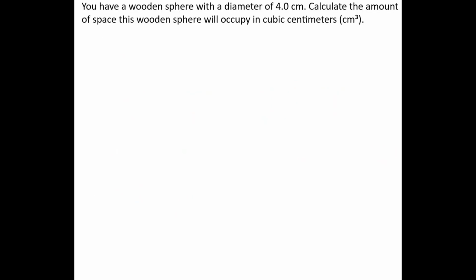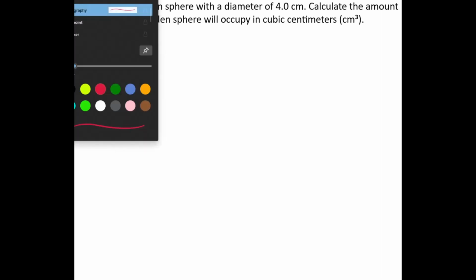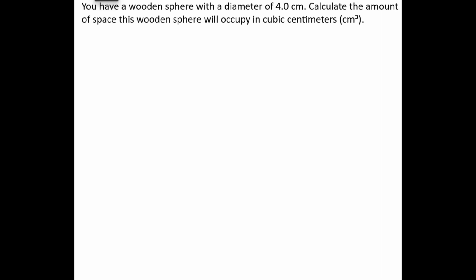Okay, so you have a wooden sphere, so another sphere with a diameter of 4.0 cm. We're asked to calculate the amount of space this wooden sphere will occupy in cubic centimeters. So what are the givens here? Let's try to find out first.